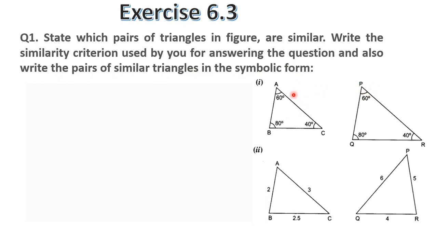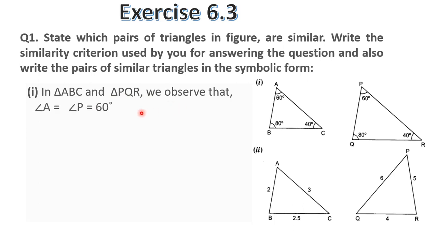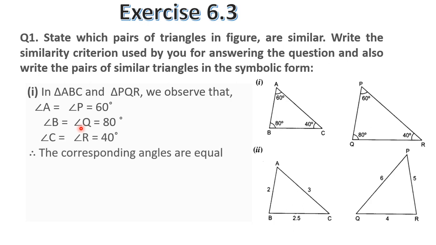Figure number 1, triangle ABC and triangle PQR is given and the measure of the angles is shown in the figure. In these two triangles ABC and PQR, we have angle A and angle P equal to 60 degrees, angle B and angle Q equal to 80 degrees, and angle C and angle R equal to 40 degrees. That means the corresponding angles of the triangles are equal, so we can write by AA similarity criteria, triangle ABC is similar to triangle PQR.